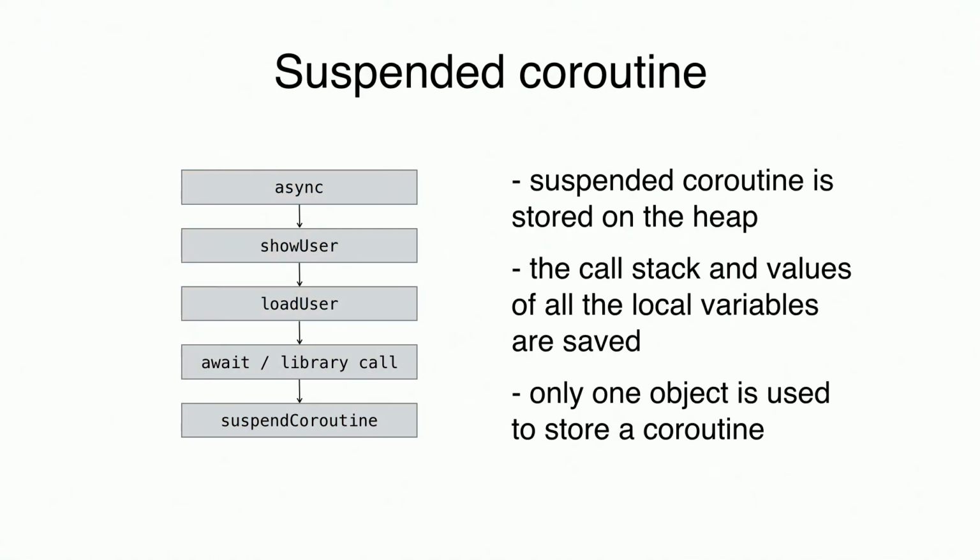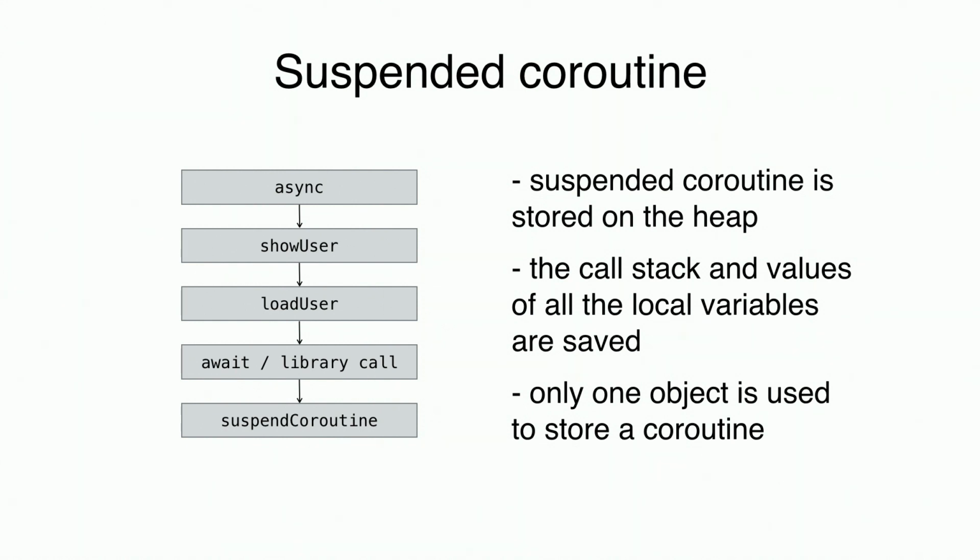When you suspend a coroutine, it stores all the call stack. It sees the call stack, which calls this suspendCoroutine. It stores it in memory together with the state of local variables. And coroutines are relatively cheap because only one object is used to store the whole coroutine. They are much cheaper than threads.